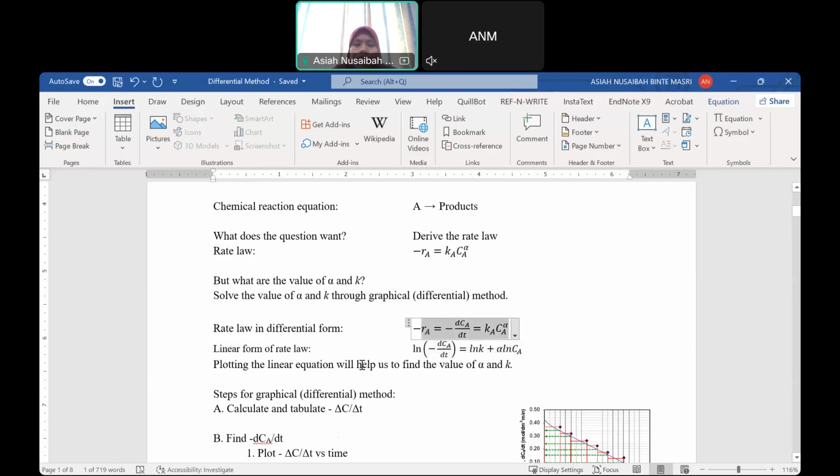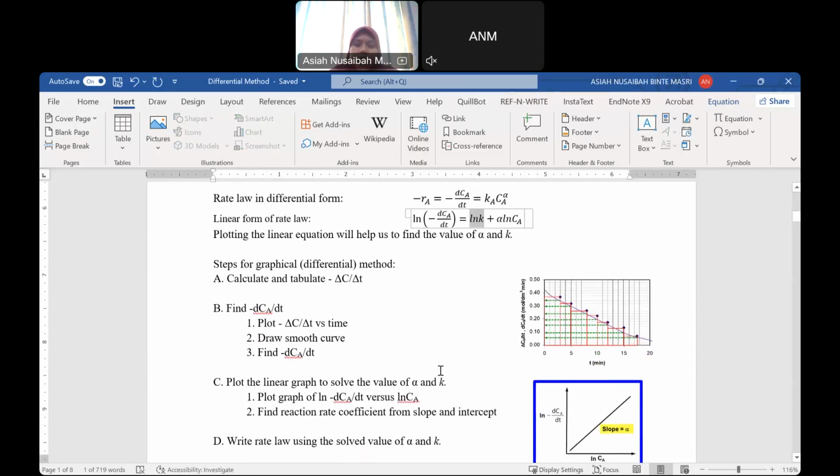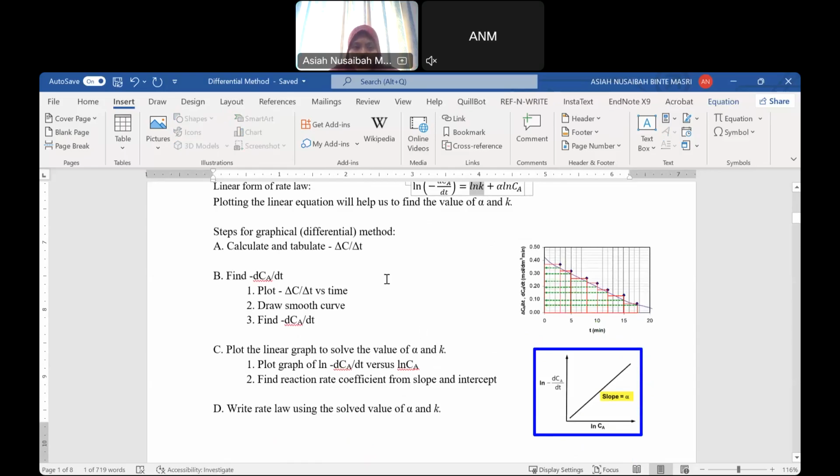Okay, so if we want to find k and alpha from this linear form, how can we get this value? Is by plotting a linear graph that relate ln of minus dC_A/dt as y and also ln C_A as the x-axis. From there, we can find our alpha from the slope and we can get ln k from the intercept.